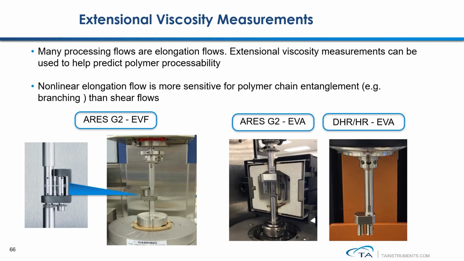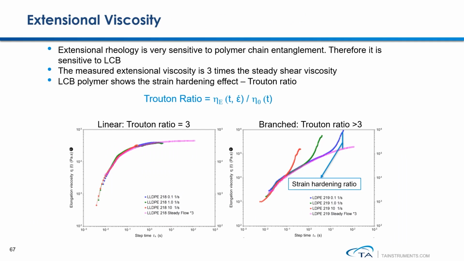This nonlinear elongation flow is more sensitive to polymer chain entanglement, for example, long chain branching. This test method is more sensitive compared to the shear flow test method. Extensional rheology is very sensitive to polymer long chain branching. Here is a study measuring the extensional viscosity of a linear polymer versus a polymer containing a long chain branching structure.